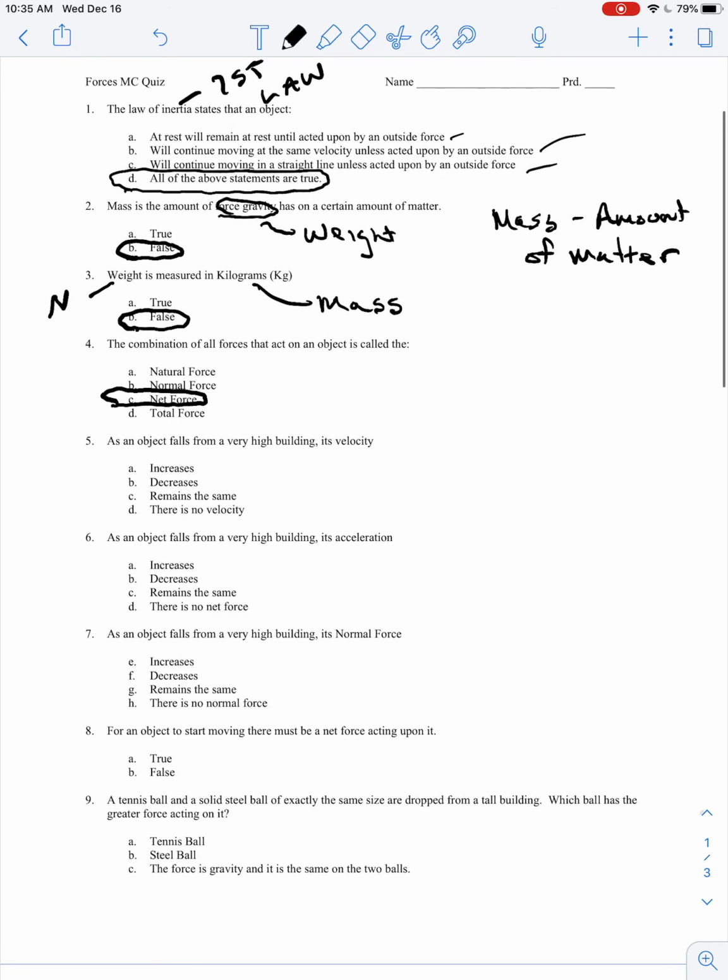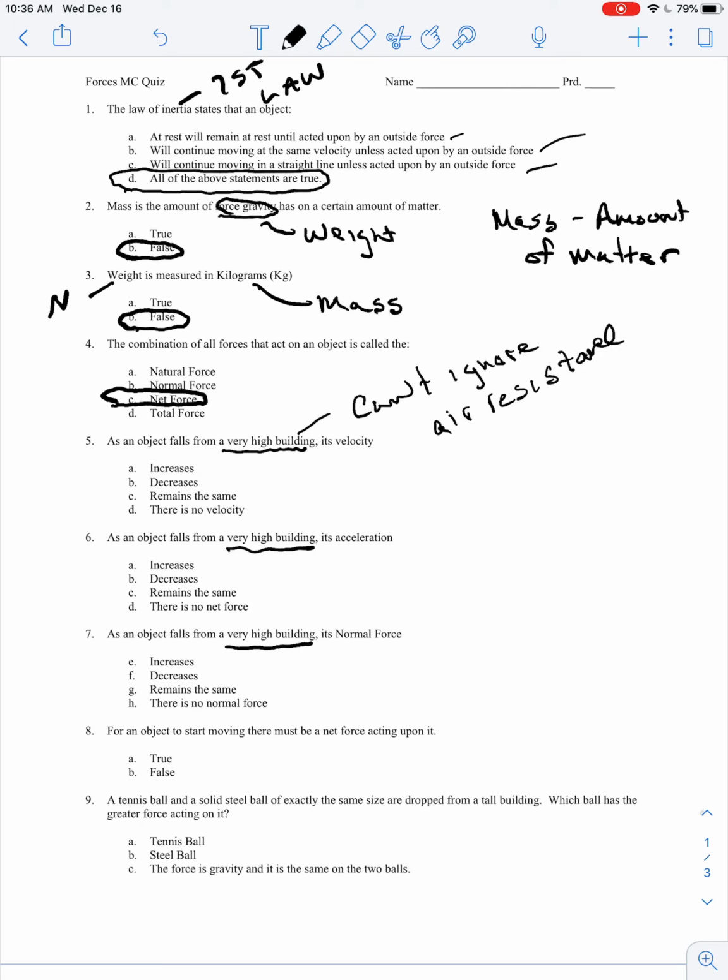Number 5, as an object falls from a very high building. When I say very high building, this means we can't ignore air resistance. It means we do have air resistance, so my objects aren't necessarily going to hit the ground at the same time and things like that. So as an object falls from a very high building, its velocity increases. We know it gets faster.